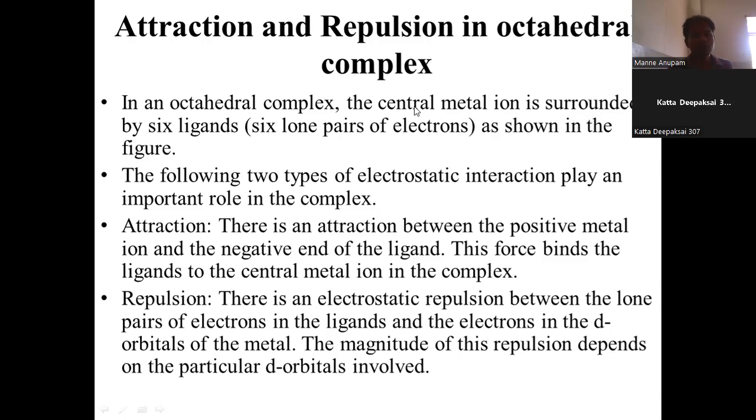Looking at the first point, the central metal ion is surrounded by 6 ligands as shown in the figure. Now when the central metal ion is surrounded by 6 ligands in an octahedral complex, the electrons of the ligands will have attraction with the positive charge of the metal ion.